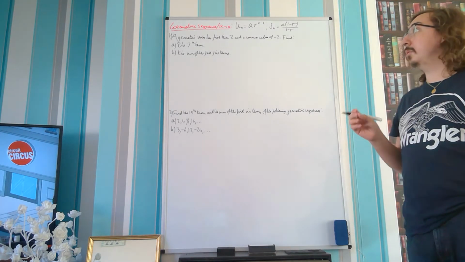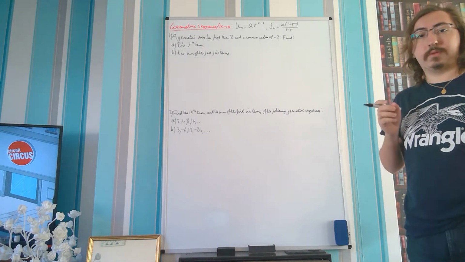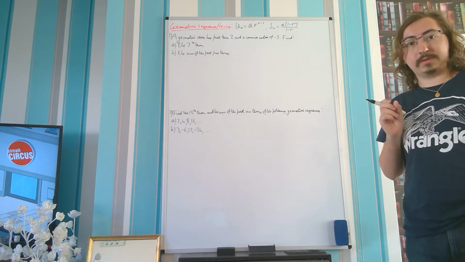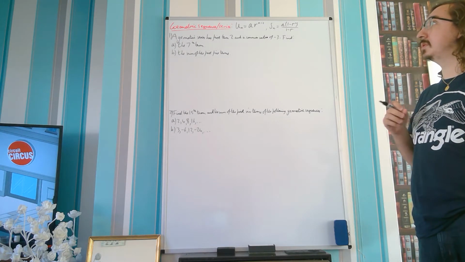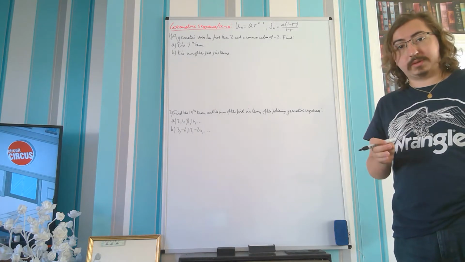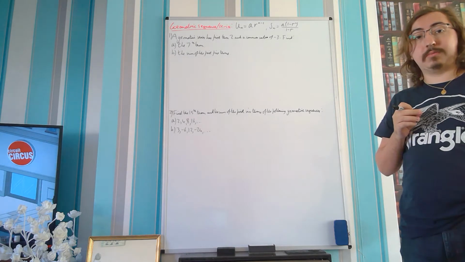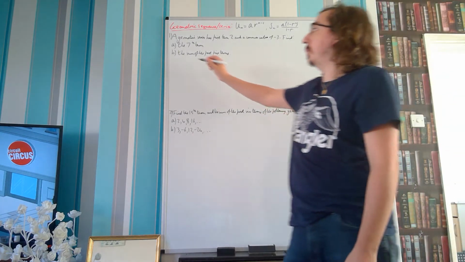So, in this video we're going to have a look at a few problems using the summation of the first n terms of a geometric series. So the first problem says a geometric series has first term 2 and a common ratio -3. We want to find the seventh term. Well, for part A, because we're looking for the seventh term, we're going to use the nth term formula.